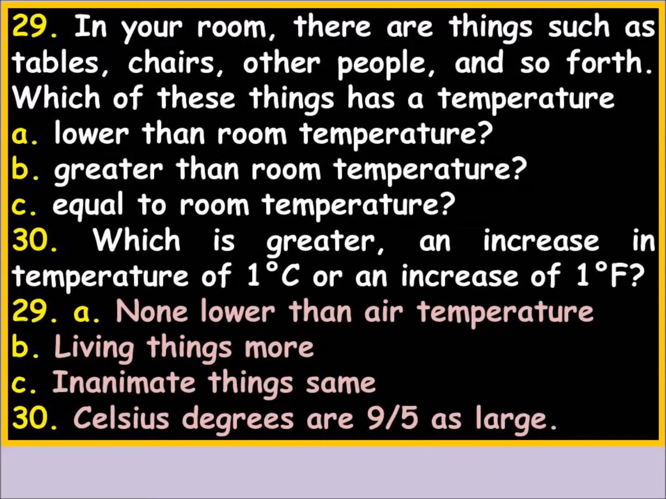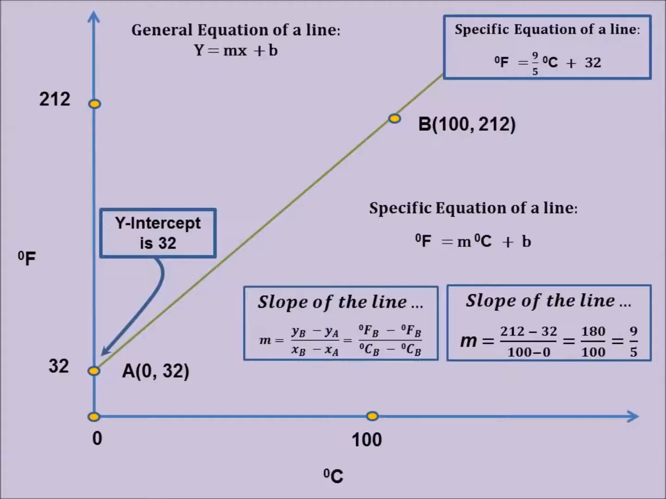Let's talk a little bit about the Celsius degrees as being 9/5 larger. This is the derivation of the equation in the upper right hand corner: Fahrenheit temperature equals 9/5 degrees Celsius plus 32. So you'll see that there are 180 degrees between 32 and 212 for Fahrenheit. There are 100 degrees between 0 and 100, freezing and boiling.